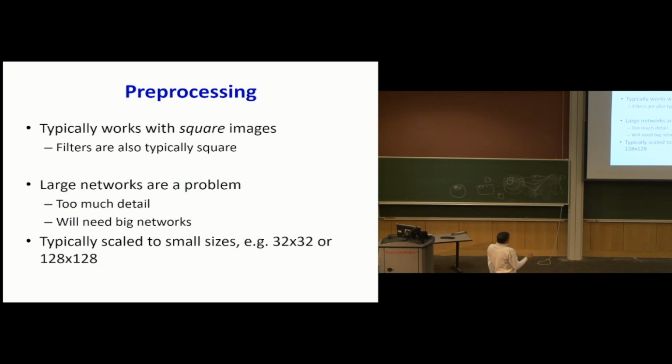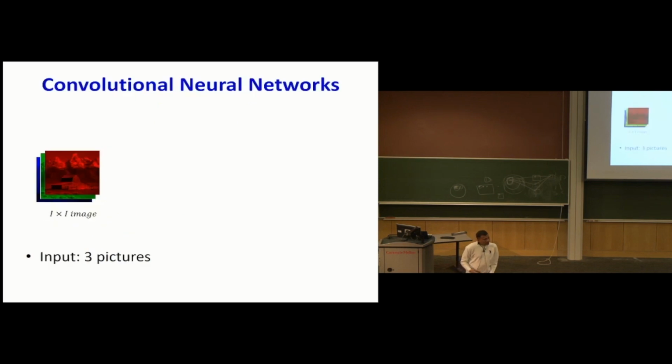we will typically work with square images. Our filters are also typically going to be square. Large networks are a problem, as you will see. No matter what the size of your GPU is, I can always give you an image which is larger and causes you grief. So typically we will scale our inputs down to say 128 cross 128, 64 cross 64, or in the case of the homework that you're going to be doing, 32 cross 32. It's scaled down for computational purposes, so that you don't end up spending $3,000 on Amazon to get a core dump.